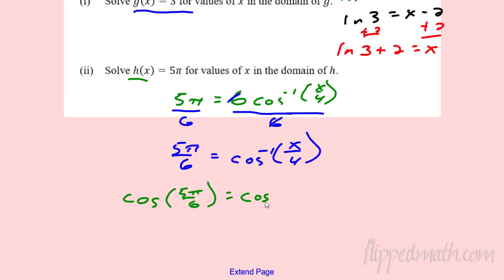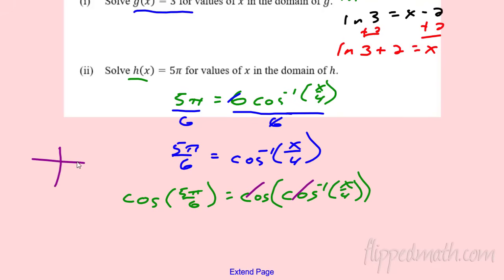I'm going to take the cosine of this side. Well, this is going to be crazy. The cosine of the inverse cosine of x over 4. And why did I do that? So some things would cancel for me. So this cancels out this. It's like squaring a square root. They're just gone. What is the cosine of 5 pi over 6?